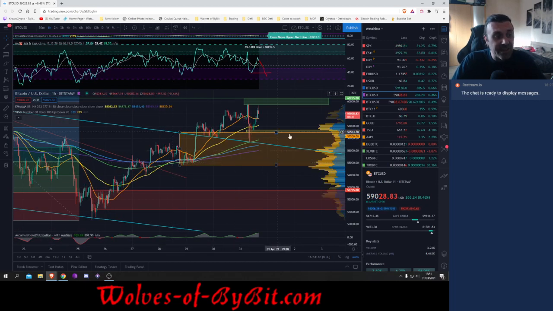But as you can see, there is a larger volume node sitting here in the middle of the orange box. So over here at about $56,000, I think we could also be expecting some nice support. And if that support holds, that means we are going to see a little bit of a bounce, some resistance, and then just continuation to the upside. So both areas are still really, really good.